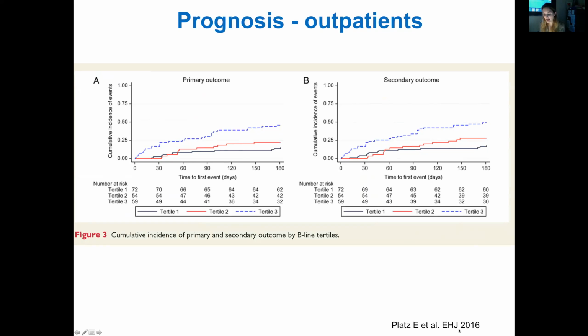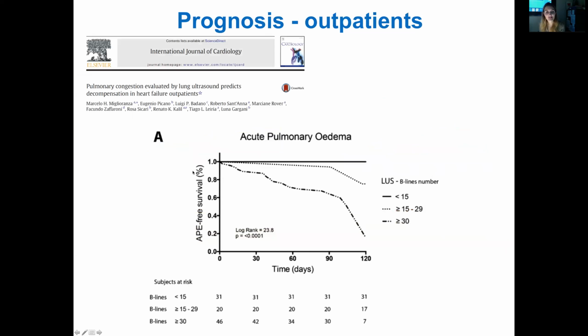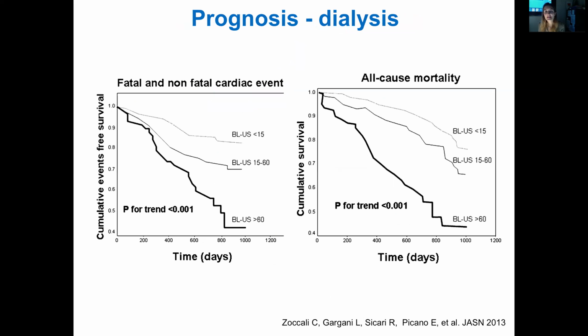These are the data of Platz, published in the European Heart Journal, and we had very similar results also in our cohort of patients, again, outpatients coming to the ambulatory office. If they had more than 30 B lines during the ambulatory office visit, they had a much higher probability to have a new acute pulmonary edema in the next 4 months. And here again, the ones who had less than 15 B lines, none of them had a new decompensation in the next 4 months. And the prognostic relevance is true also for the dialysis patient. Okay, so you see very similar Kaplan-Meiers also for patients on dialysis. This can be useful because we know that persistent pulmonary congestion in patients on dialysis, even after the dialytic session, is a bad prognostic indicator.